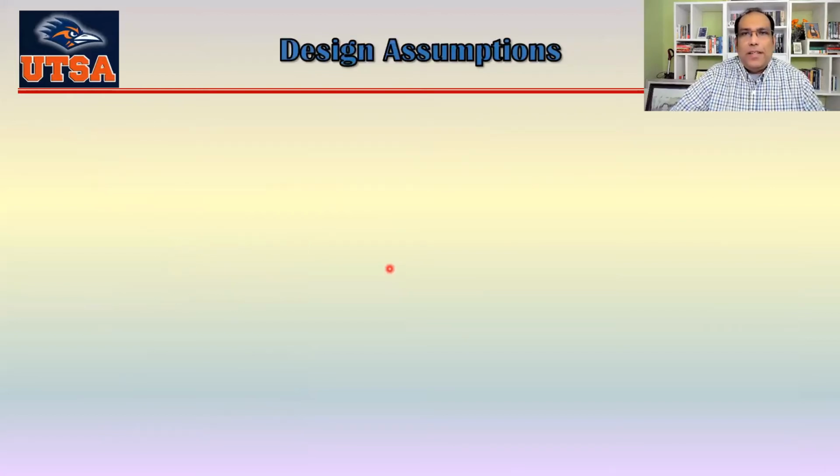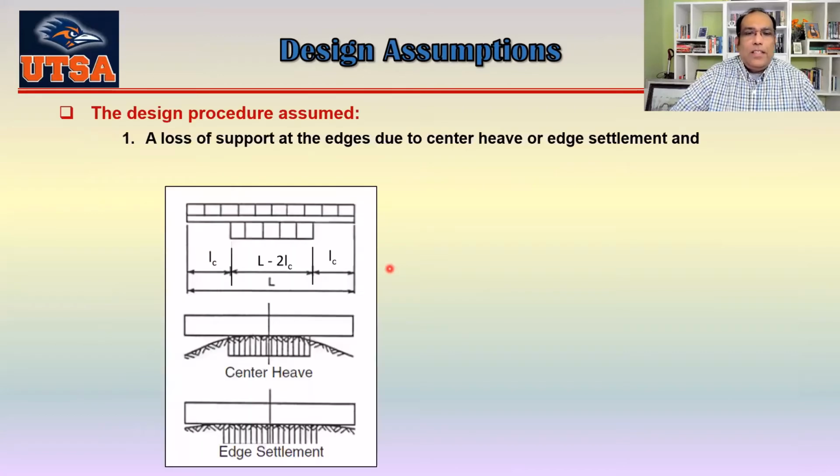So, design assumption. Here is the design assumption. The first assumption is loss of support at the edge due to center heave or edge settlement. You can see this is center heave here, so the slab has lost support here and here. Similarly, with edge settlement, because of drought, there is some settlement, and the slab has lost the support here and here. In that situation, they assume that from here to here there is no support.